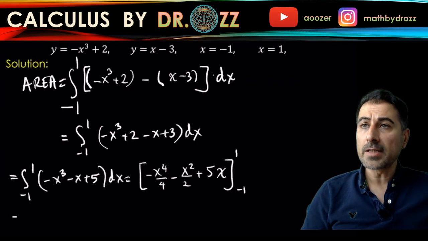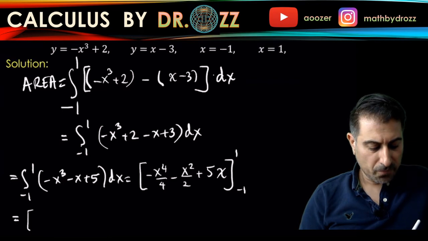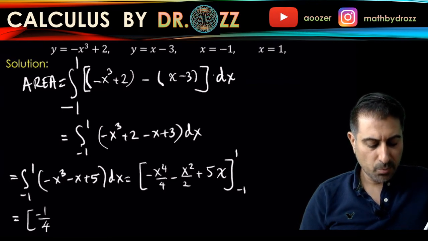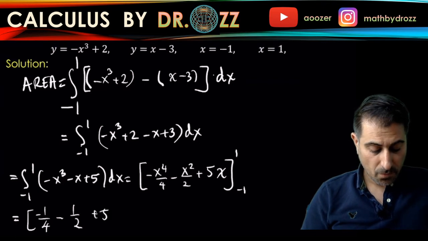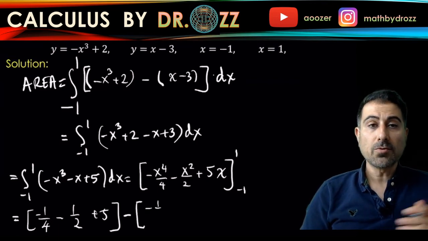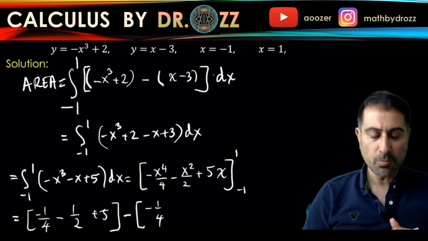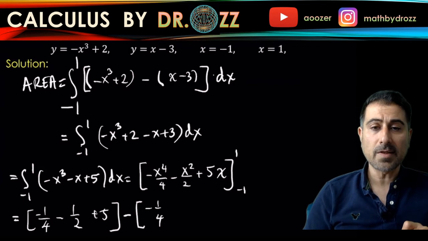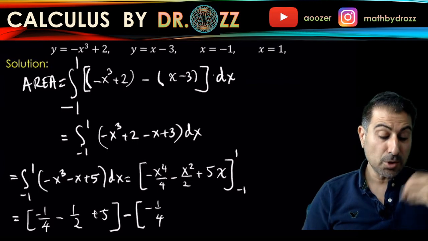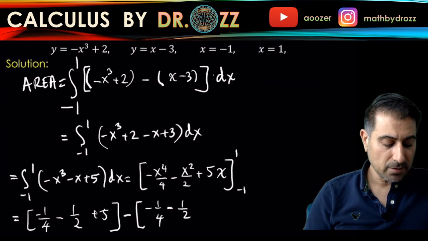What we're going to do here is plug in the upper limit first: minus 1 over 4 minus 1/2 plus 5. And the lower limit plugged in, well, negative 1 to the fourth is already plus 1, so I put plus 1 over there. But you still have the minus sign in front because of the x to the fourth over 4. Minus negative 1 squared over 2 is minus 1/2. And 5 times negative 1 is minus 5.